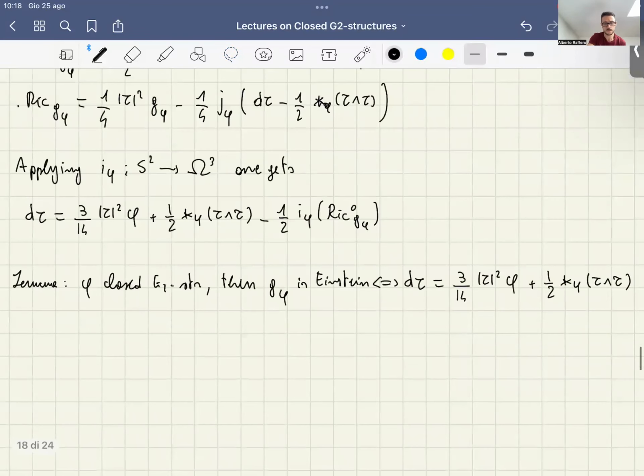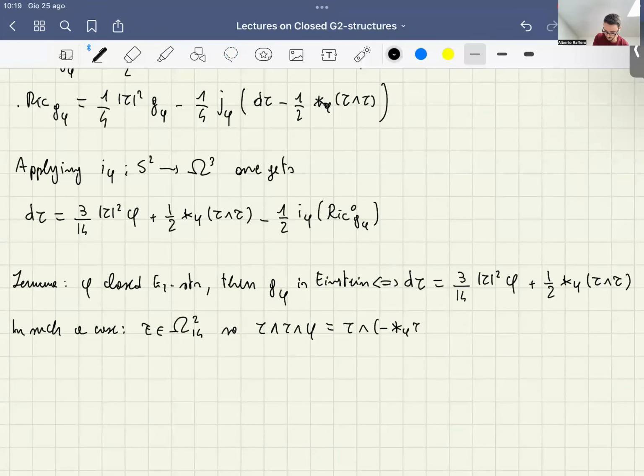Now, using this fact, together with the fact that tau belongs to the space Omega^2_14, which means that tau wedge phi is equal to tau wedge minus the Hodge dual of tau, as we recall earlier. And so this is minus the square norm of tau times the volume form.